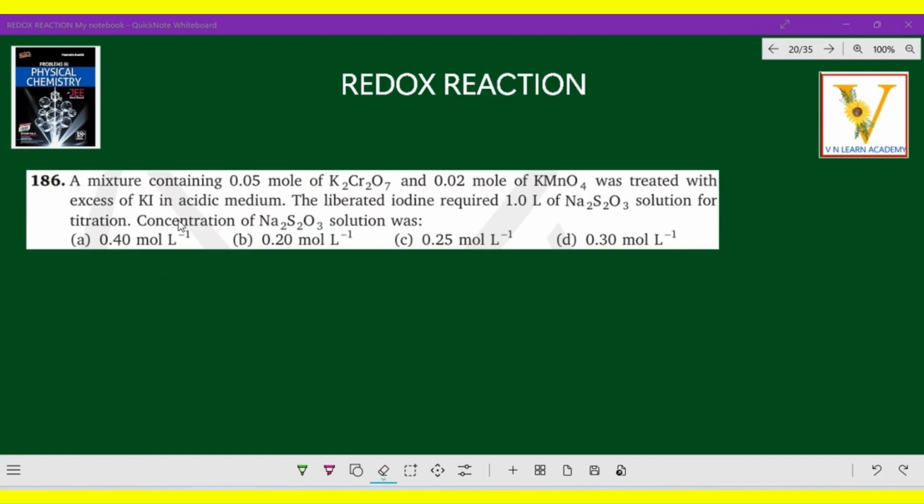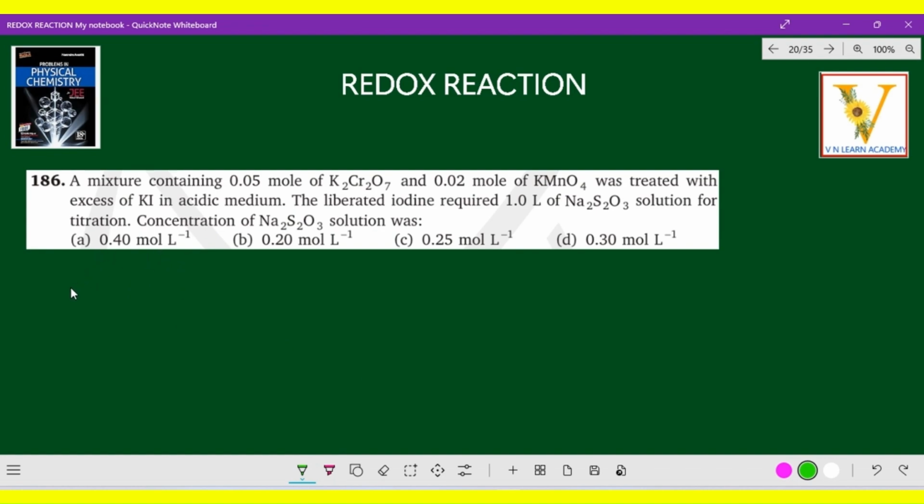Now here two main things we have to identify. First and foremost, the mixture they have given has two oxidizing agents, potassium dichromate and potassium permanganate. We have to identify the N factor, because they are reacting with potassium iodide in acidic medium. Then the liberated iodine required 1 liter of thiosulfate solution, so we have to identify the concentration of the thiosulfate solution. Okay, now come on, let us check. Already you have seen this question in a different way. Here this is one more example.